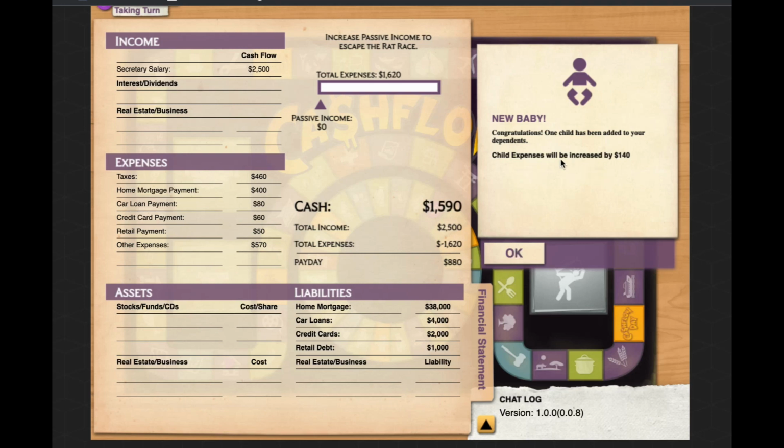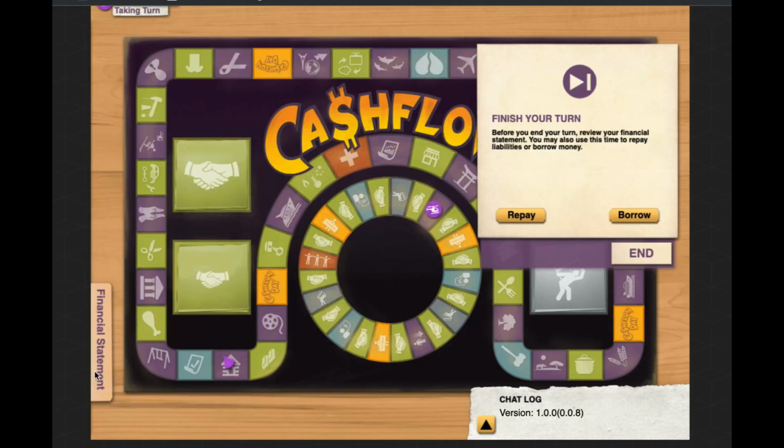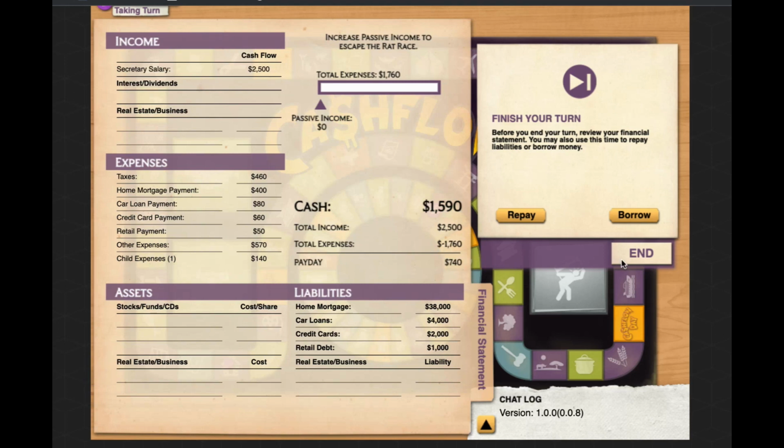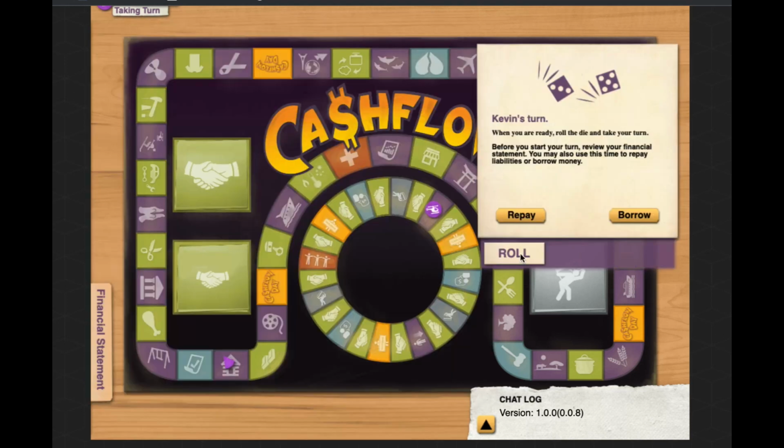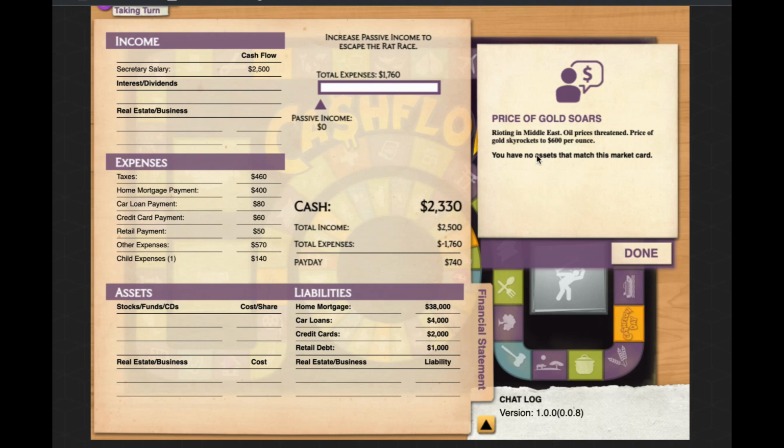See, baby, that increases my expenses by $140. So that goes under other expenses, and then my cash flow will go down. You notice there it was $880, and now it's down to $740. Okay, we'll roll again. Gold soars. I do not own this asset. If I did, it would pop up down here.